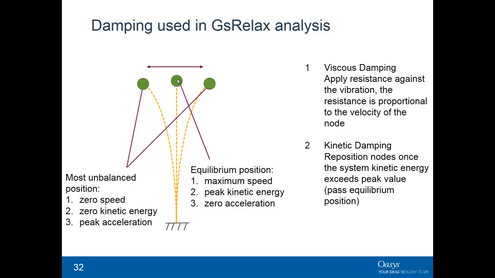So if the viscous damping is struggling to converge, I often change the damping method during the analysis to the kinetic damping. Once the results are then sort of converging nicely, I might switch it back to viscous damping to encourage it to get to the answer more quickly.